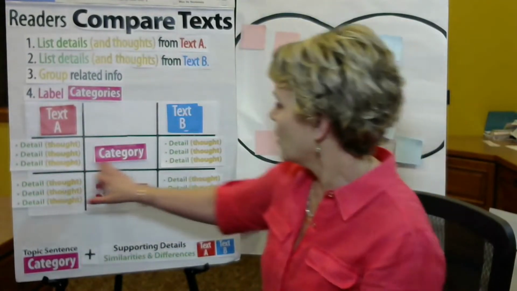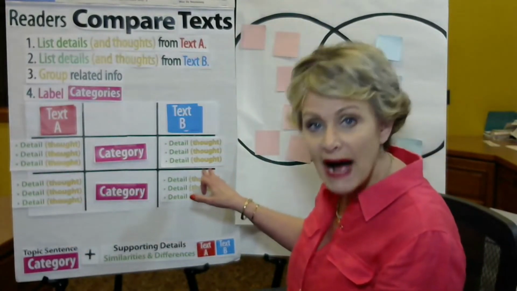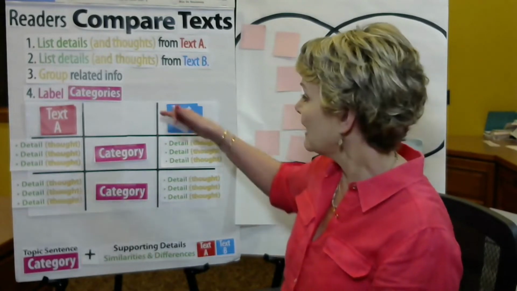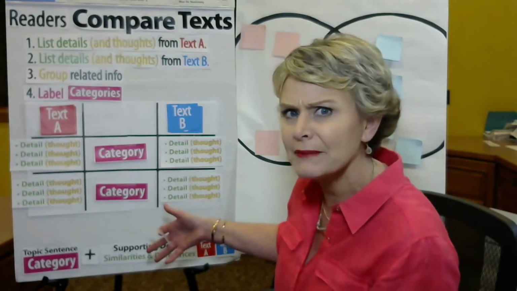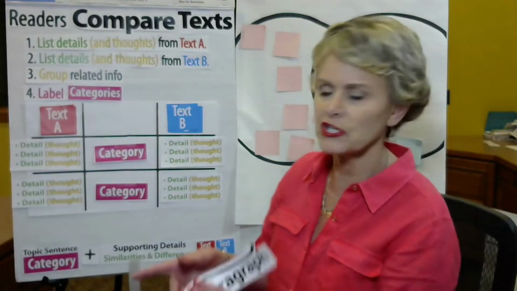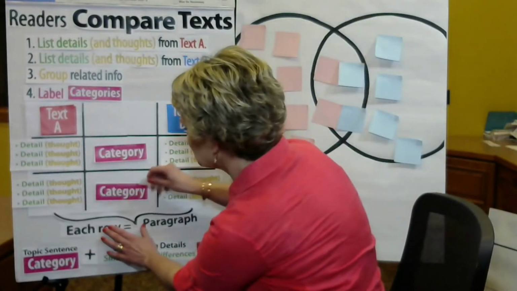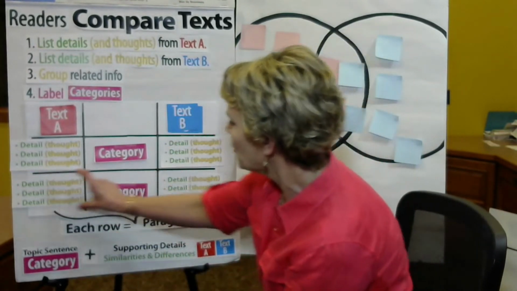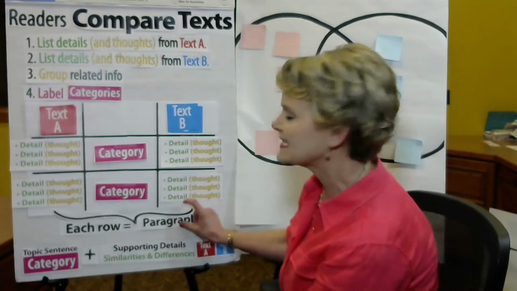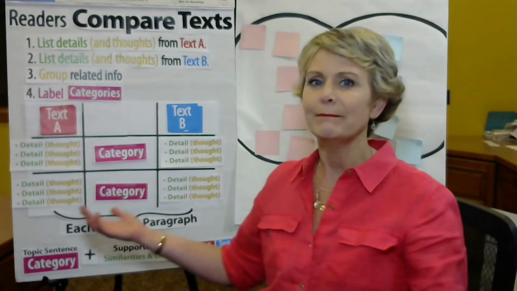Each row is a body paragraph. If you have 3 categories, you have 3 body paragraphs. If you have 4 categories, you have 4 body paragraphs. Yeah, you need an introduction and a conclusion. We'll talk about those on another day. But just the notion that each row is a paragraph. But bam, it's not that hard. It's easy. So the T-chart doesn't just help the reader take notes and remember, it helps the reader then write about their thinking as well.